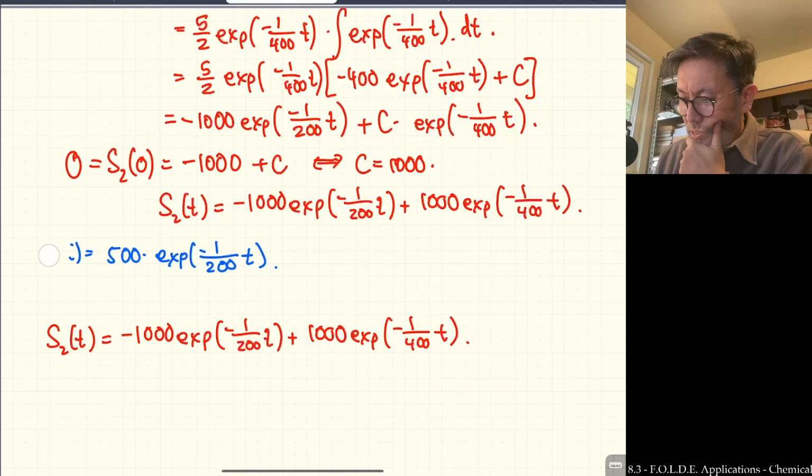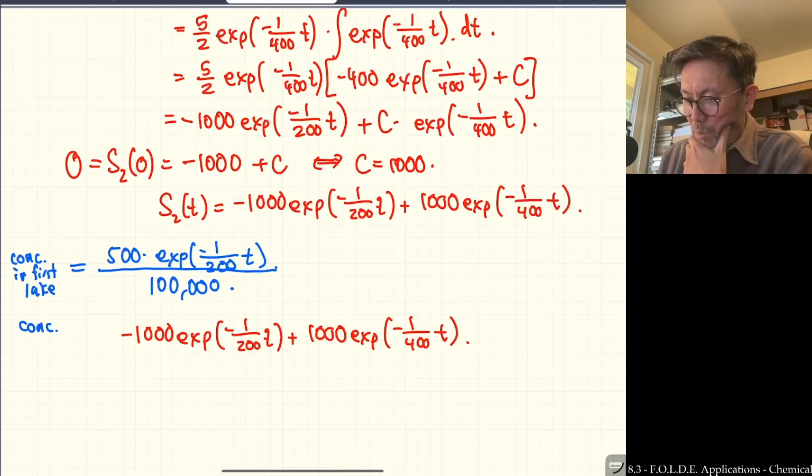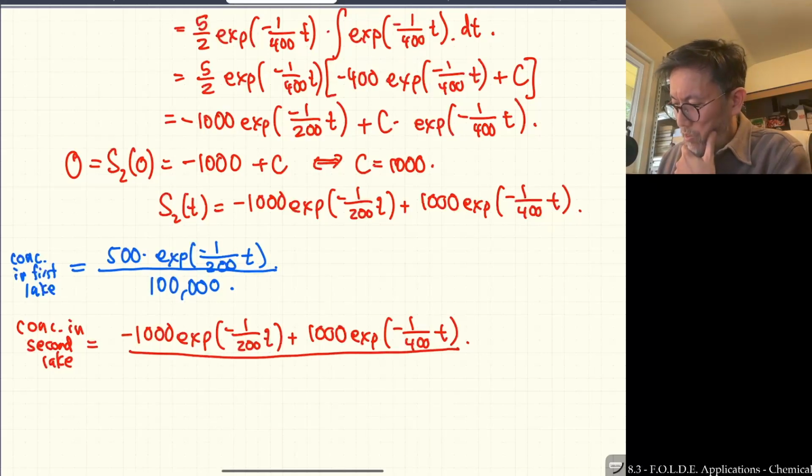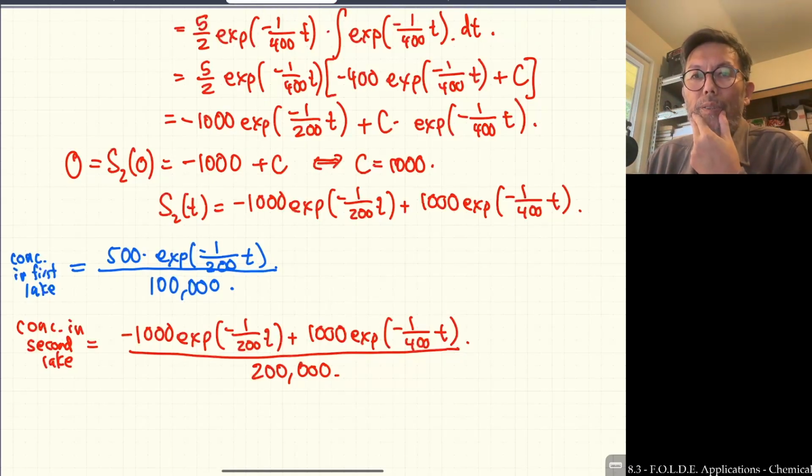So the concentration in each case, so the concentration in the first lake is going to equal this quantity, which is the amount of toxic substance in the first lake, divided by 100,000. And the concentration in the second lake is equal to this divided by 200,000. And you can simplify, but guess who doesn't want to do that anymore and doesn't want to deal with this anymore? This guy.